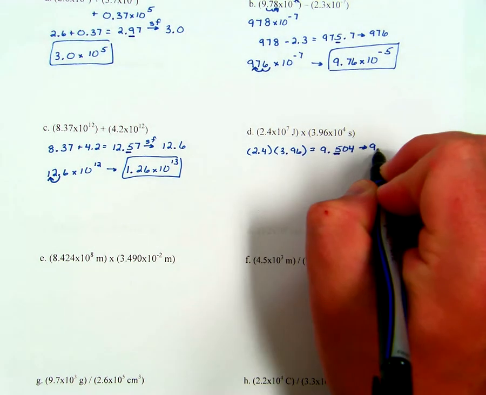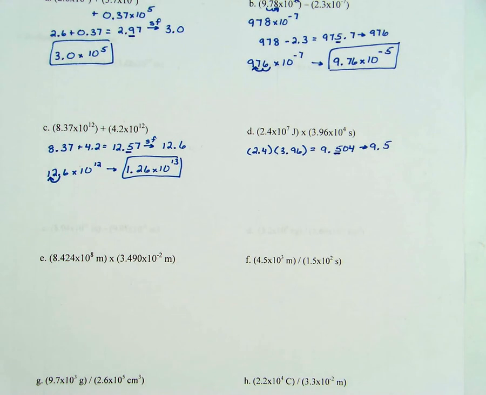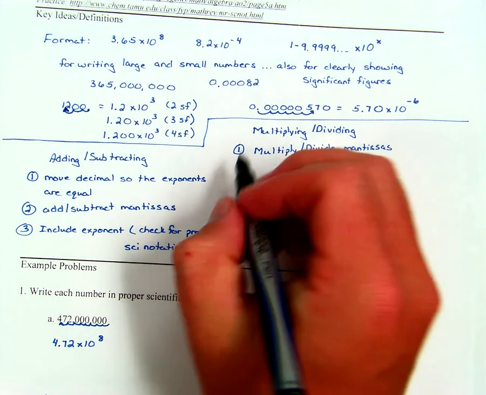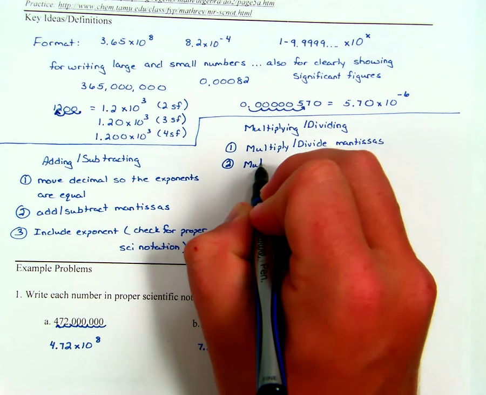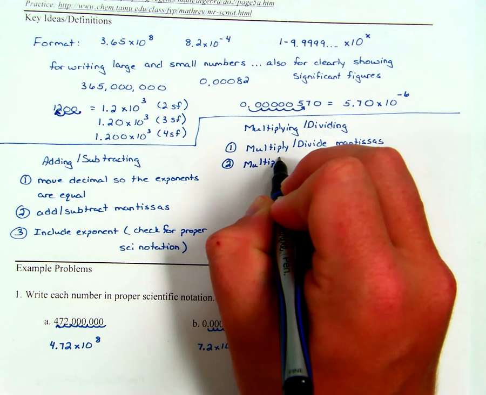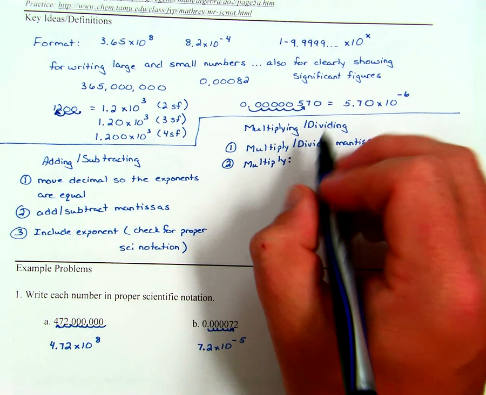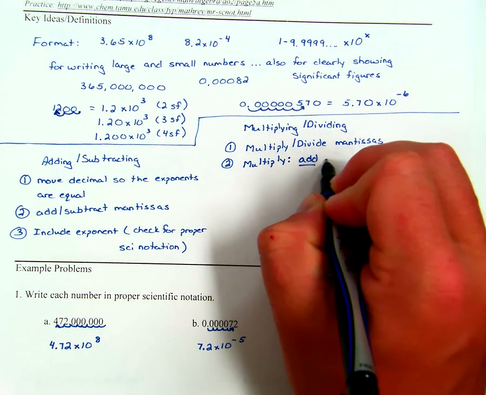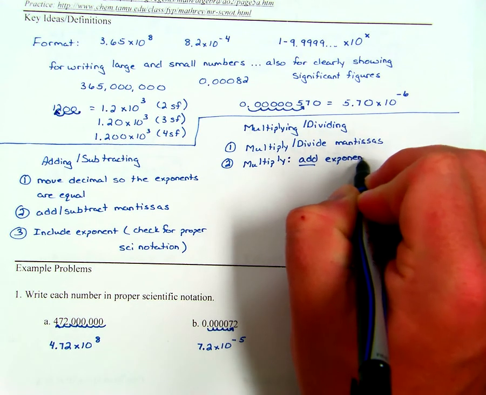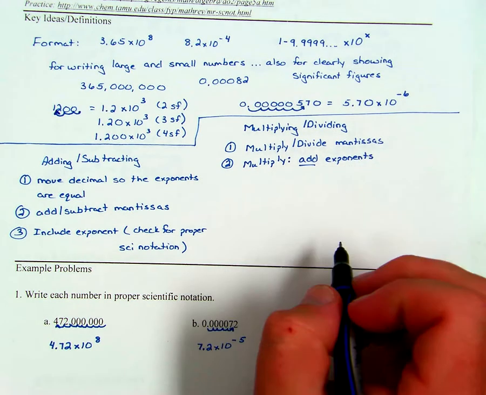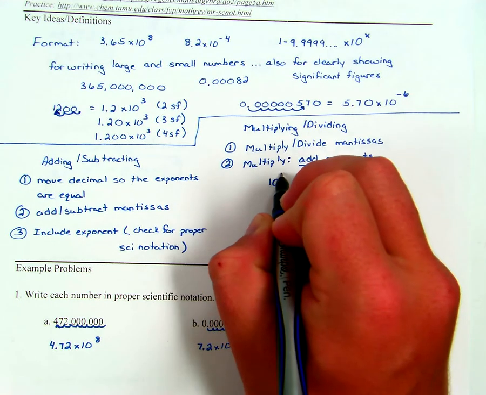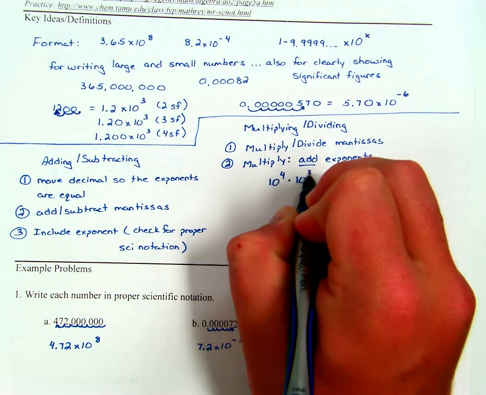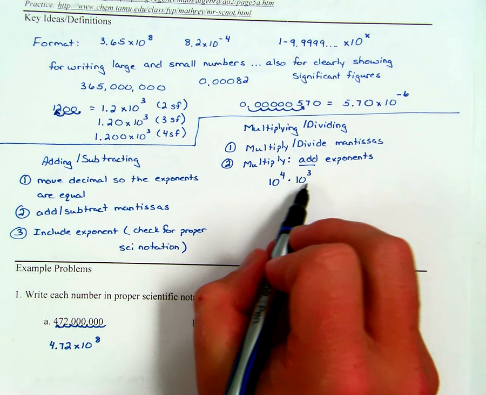Second step, and this really just applies to multiplying. There's a different second step for dividing. We'll put it on there when we get there. So whenever we multiply, we are going to add the exponents. And here is why. Recall from your math classes that if you have 10 to the 4th times 10 to the 3rd, so I have the same base 10, this would equal 10 to the 4 plus 3, or 10 to the 7th. Okay, so we just add the exponents.